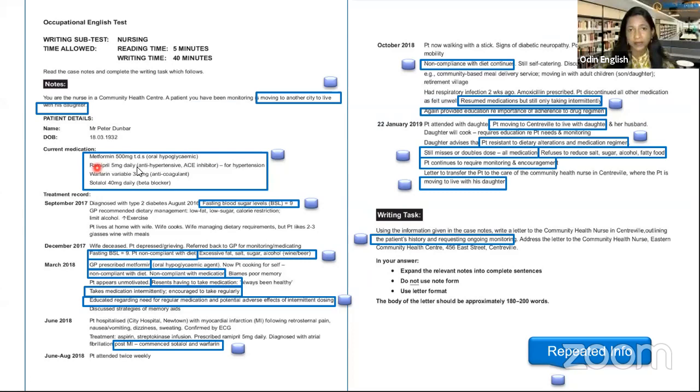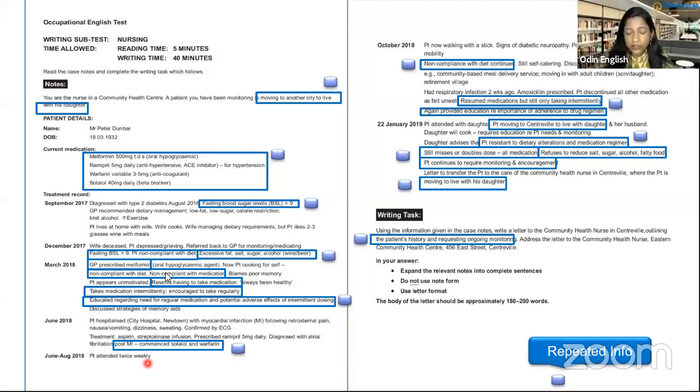One as a section under medication. Another is along with each condition. For example, metformin next to the diabetes under March 2018. And also under January 2018, the sotalol and warfarin have been explained. You have to include these because medication monitoring is important in this task, but you don't have to repeat the same in your letter. You just have to include it once.